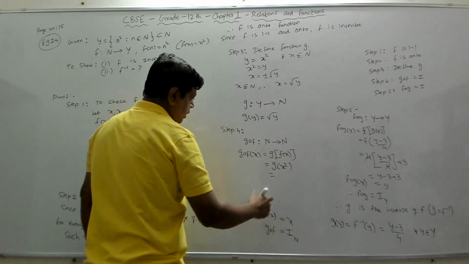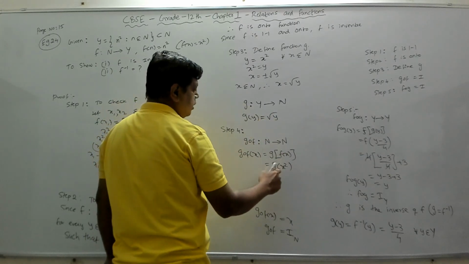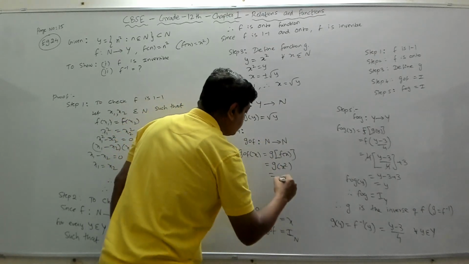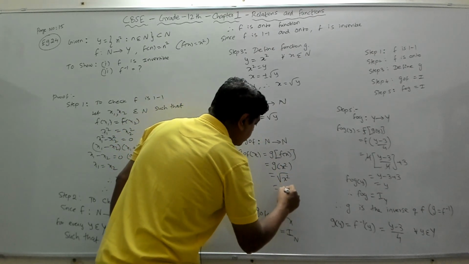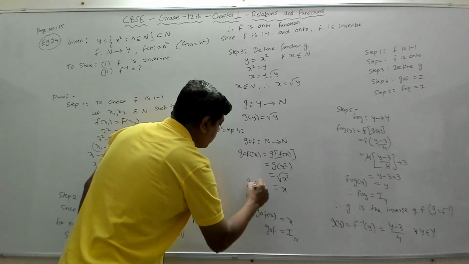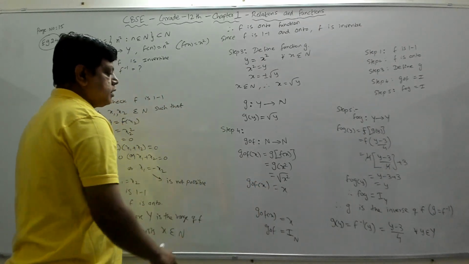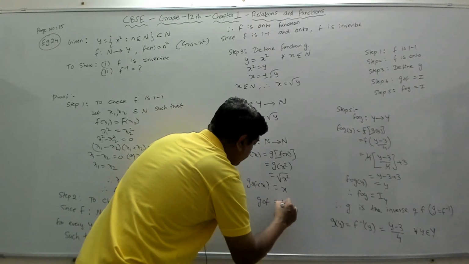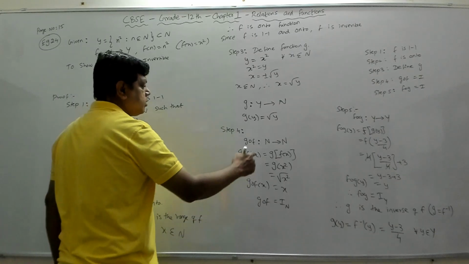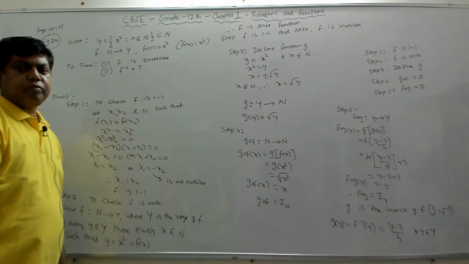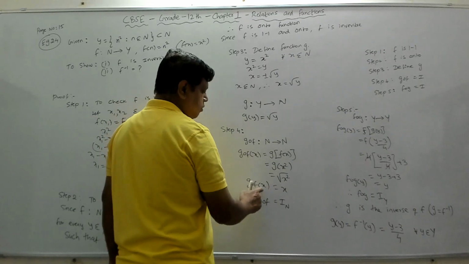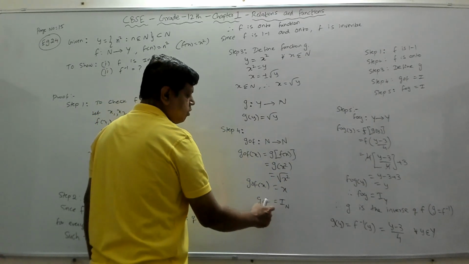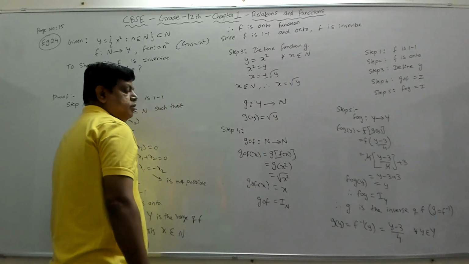And what is g of x square? g of y is root of y, so wherever y is there, I have to put x square. So it becomes root of x square, that is x. So g of f of x is equal to x. Therefore, g of f becomes the identity function defined on the set N, because it is from N to N. We proved g of f of x is x, therefore g of f is the identity function.